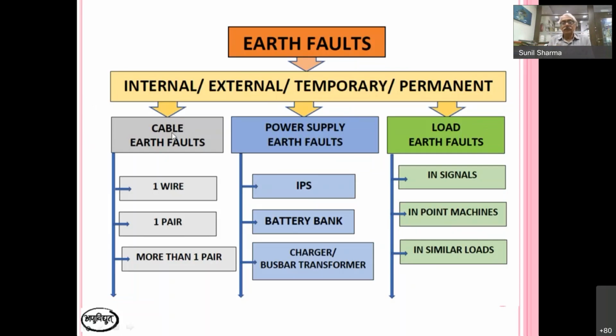So these are the main three points where this type of fault, meaning leakage, exists. In cables, it may be one wire, one pair, or more than one pair. In the power supply, it may be the IPS, battery bank, or old type charger, busbar, transformers. In load, signaling, point machine, or similar load. So these are the categories. I have made a table.